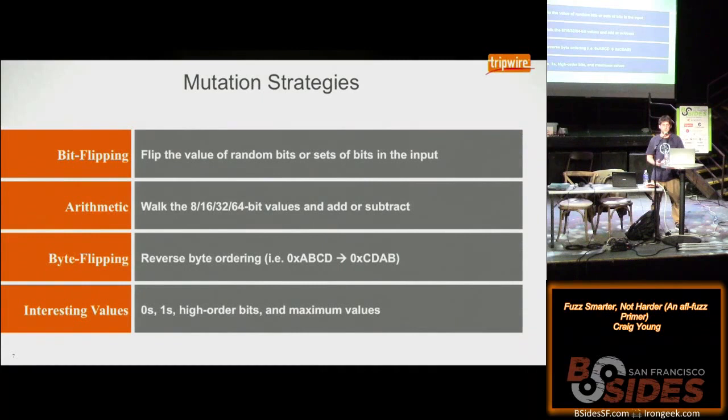So when we are fuzzing, there are a couple different mutation strategies that we will use. You want to be flipping bits, adding and subtracting different values, so basically walking through your file or your test input, interpreting sequences of bytes as different lengths of values, and going from there with arithmetic, changing around byte orders that you find when you're doing that iteration, and also inserting things like max int and just setting high order bits, putting in generally interesting values.